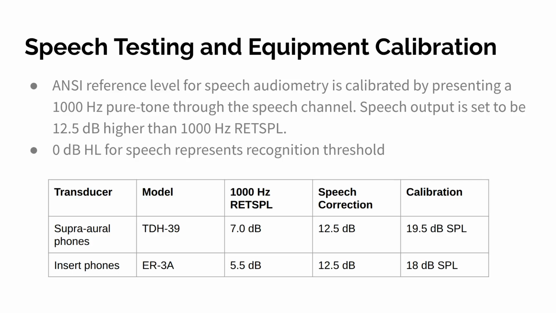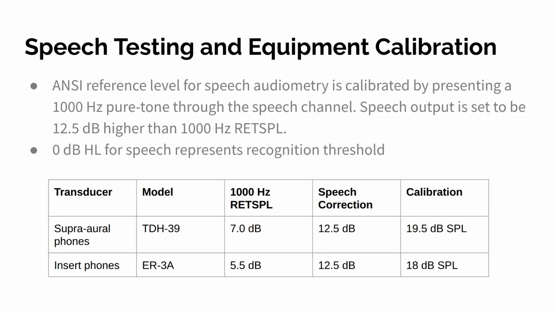So what we would do is take the sound pressure level that we're presenting at, say you were measuring with a sound level meter in SPL, and then we would add the RETSPL, say 7 dB for the TDH39 or 5.5 dB for the ER3A, and then we'd add an additional 12.5 dB correction factor. So for calibration, the total correction factor for speech for a TDH39 headphone is 19.5 dB, and for an insert earphone is 18 dB.